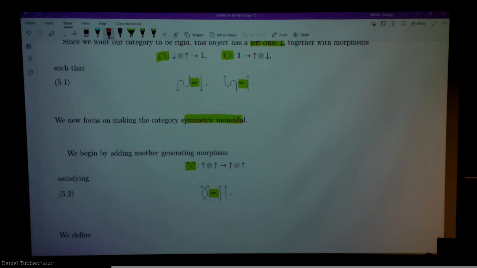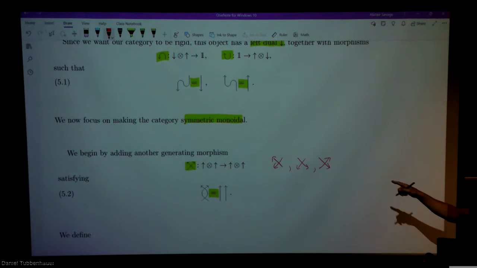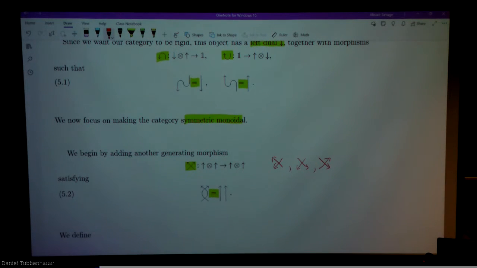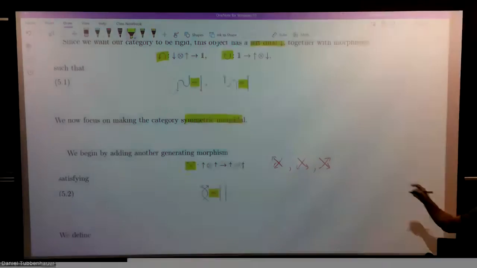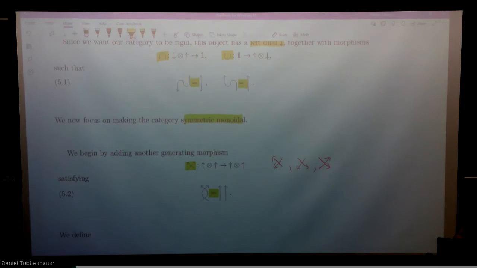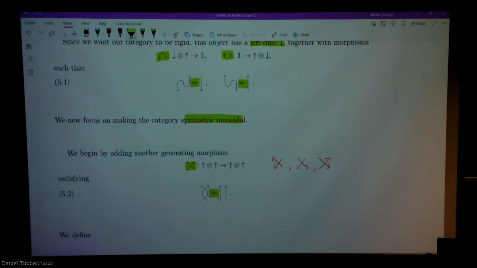Now, in theory, we need all the other crossings. Right? We need this crossing, we need this crossing, and we need this crossing. So you could just plunge ahead and introduce all of these as generating morphisms, and then all the analogs of this double crossing straightening out. But we want to create as efficient a presentation as possible. So it turns out that at least two out of these three we can define from what we already have, and we don't need to introduce them as generating morphisms.